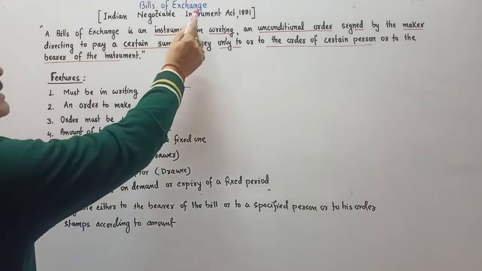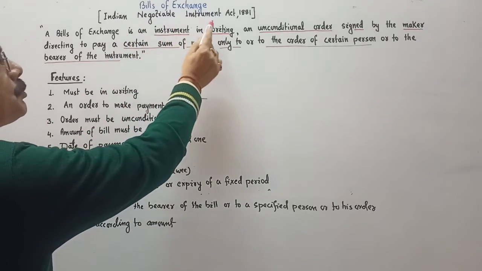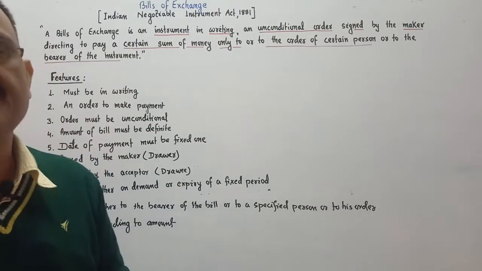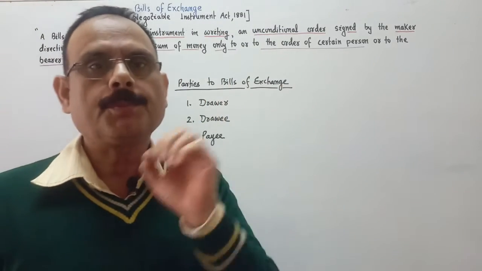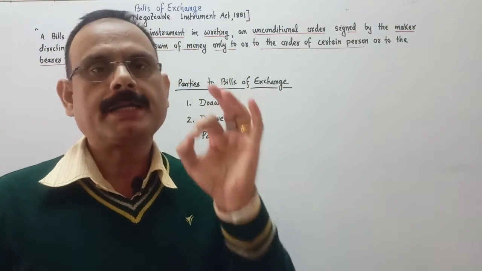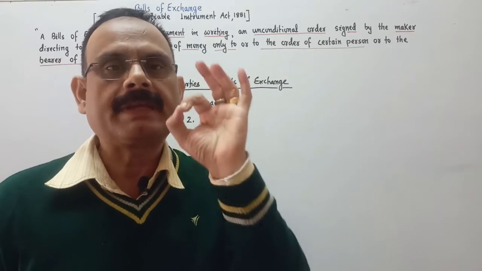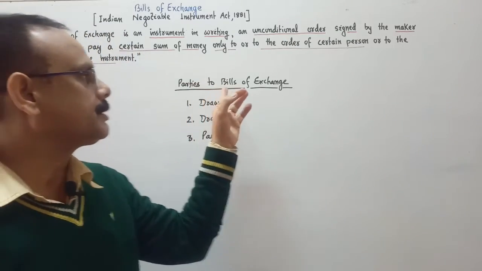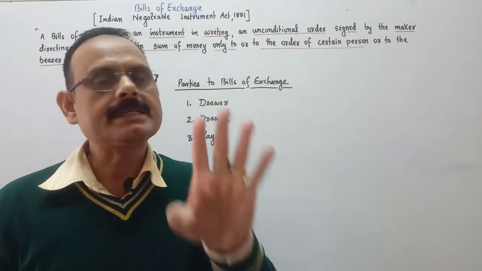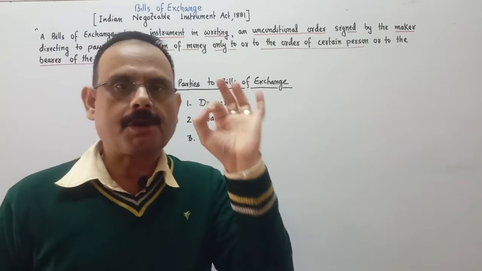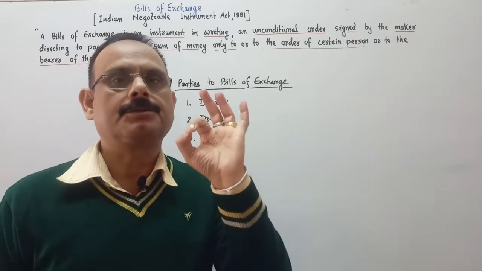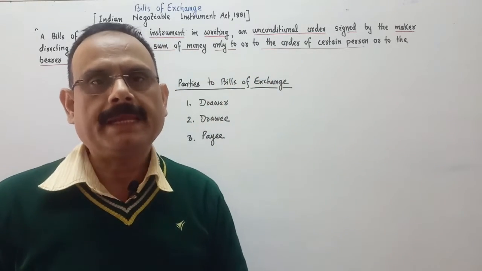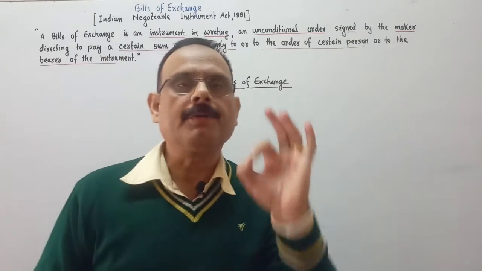So bills of exchange come under the Indian Negotiable Instruments Act 1881. This is the oldest act in India. Now coming to the next subtopic of bills of exchange, parties involved in the bills of exchange. There are three parties in a bill of exchange. One is the drawer, second is the drawee, third is the payee of the bill. Payee.